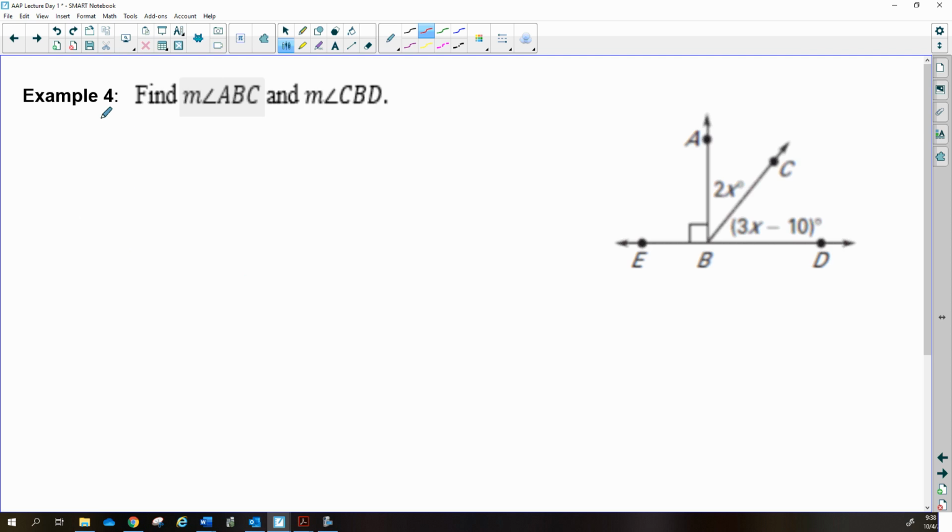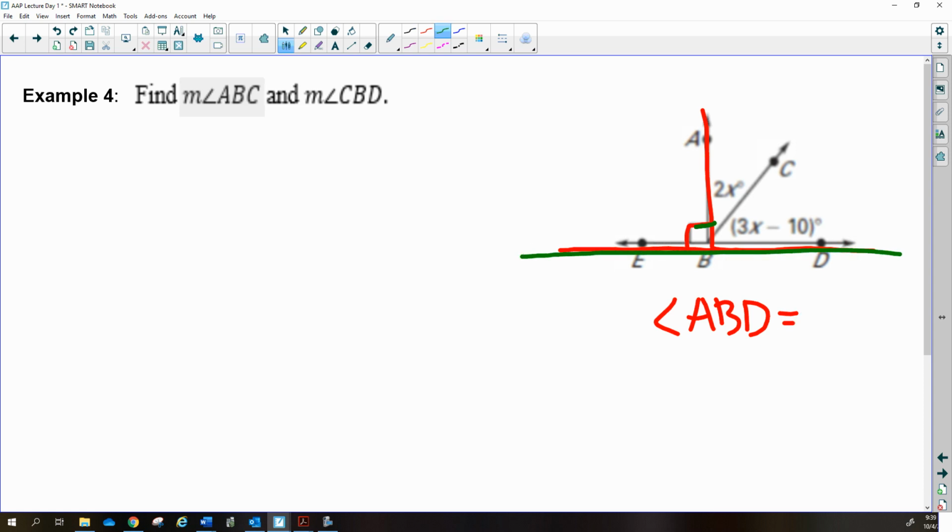Okay, on this next one, example 4, I'm going to find angle ABC and CBD. On this one, you're going to notice right away that this has to be 90 degrees because that box right there is 90 degrees. And since angle ABD makes a linear pair with the angle ABE, I'll highlight this part in blue, this little box right here is also 90 degrees.